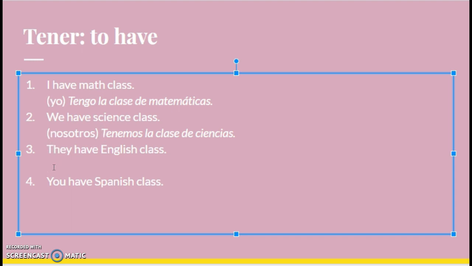So they have English class. If you want to write out they, you can. It would be ellos, or we could do ellas, either one, since it didn't specify here in the question. The form of tener in that box is tienen la clase de inglés.